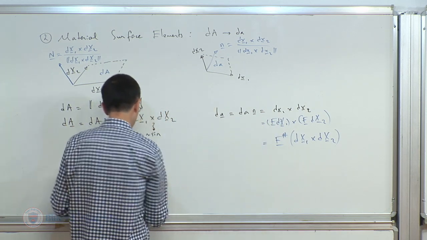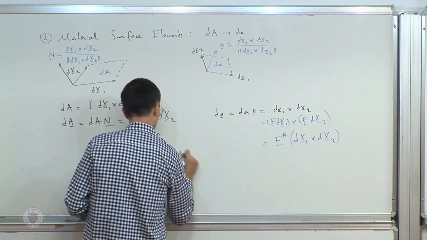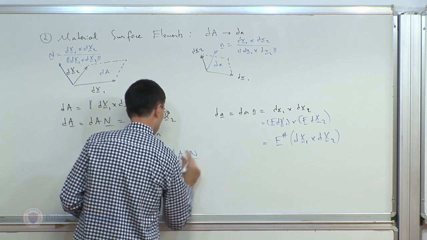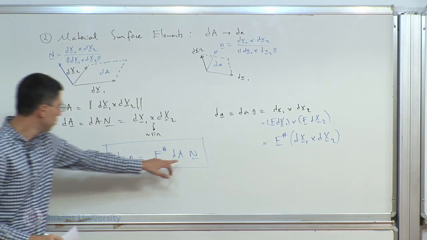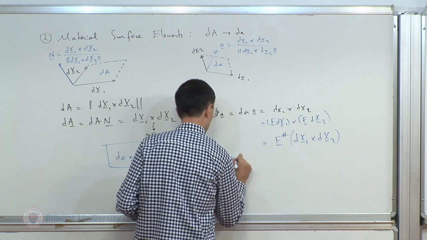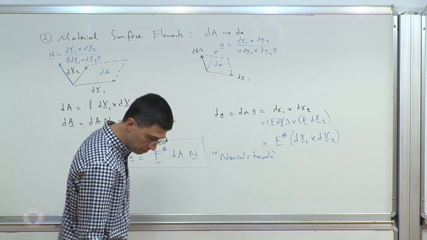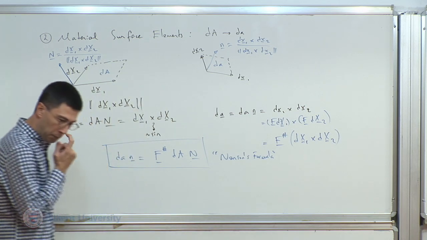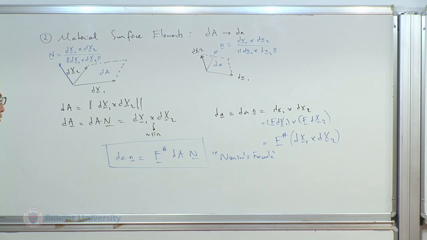And now I have ended up with a relation that tells me the exact map from a material surface element on the reference configuration to the surface element on the deformed configuration. And this is called Nanson's formula. So the cofactor tensor F sharp allows us to realize this map.